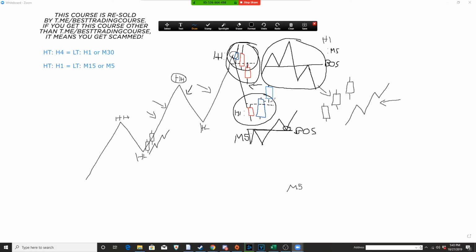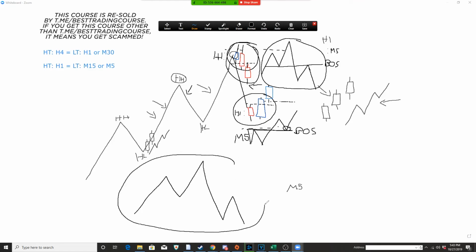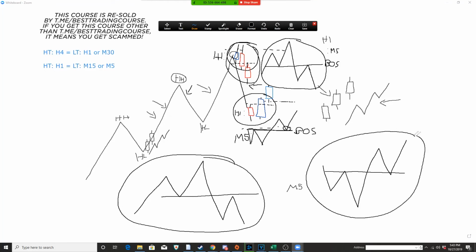Right? So your entry will be somewhere along here. And your stops will go here. And your targets will be up here. So this is when you could kind of tell that price is going to continue in that direction. Right? So again, this is what a break of structure looks like. This is a bullish break of structure. Right? This is a bearish break of structure.